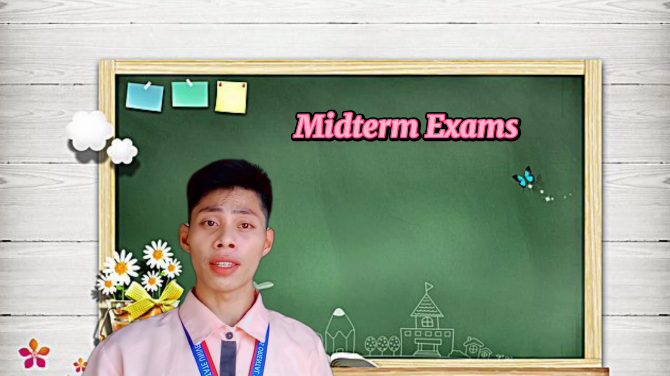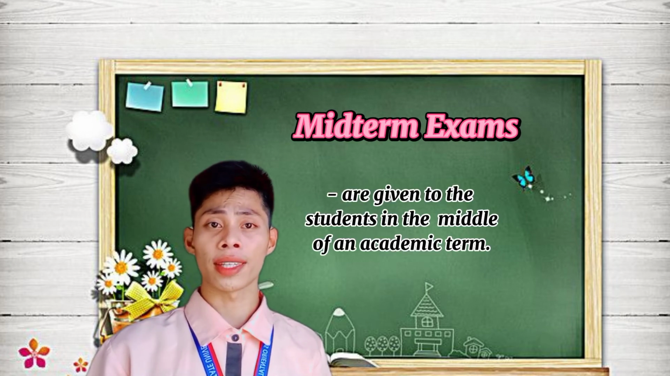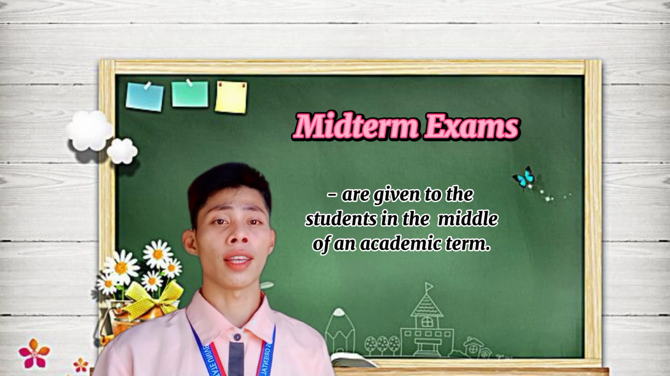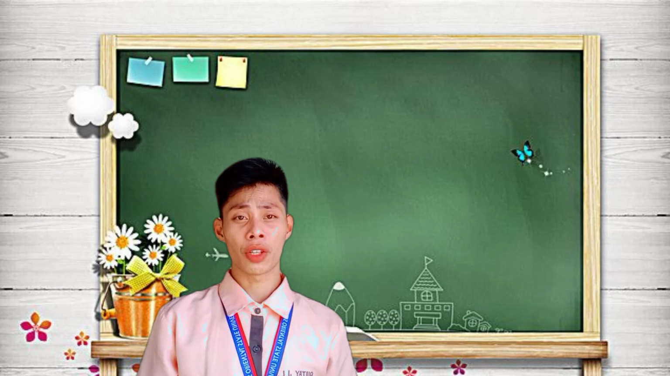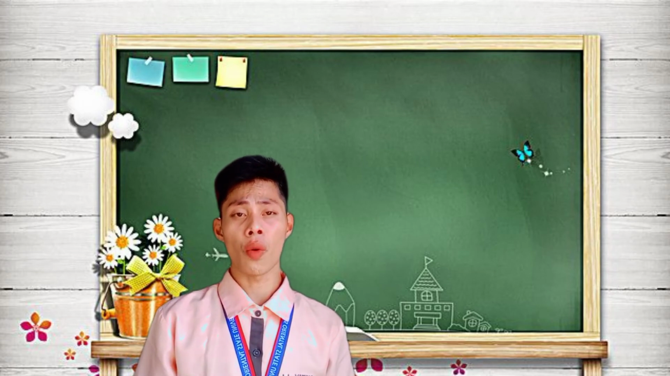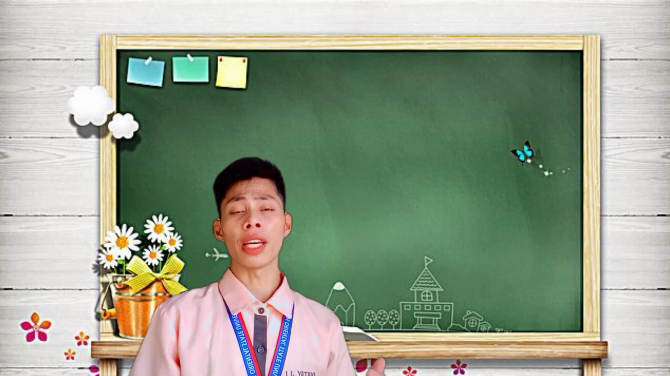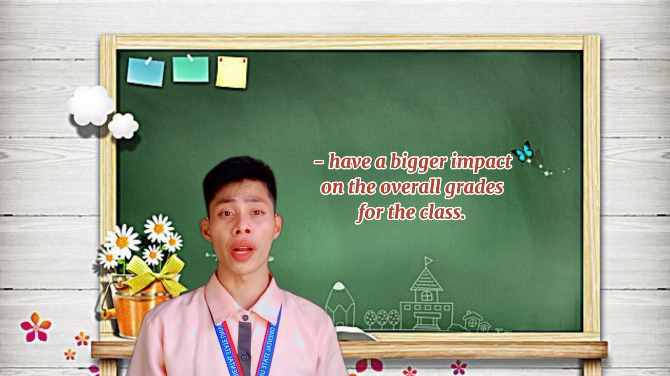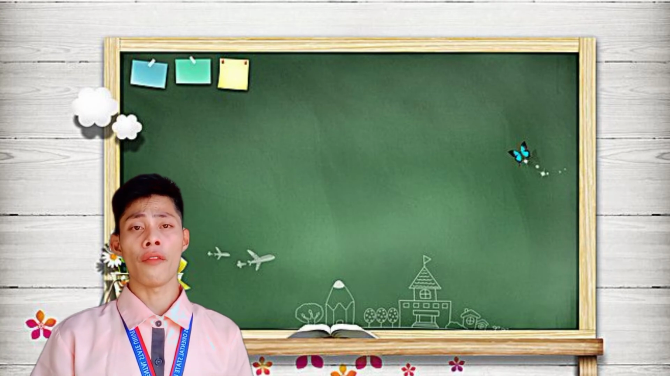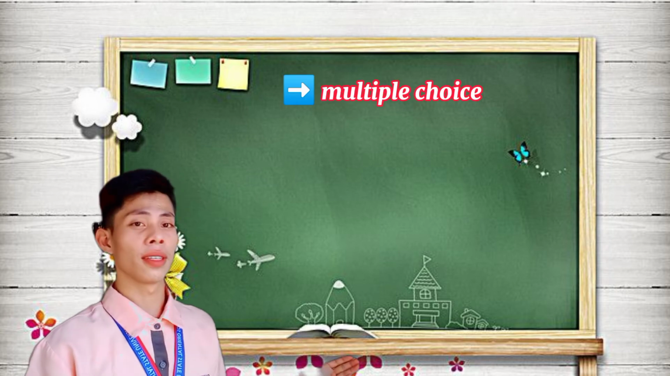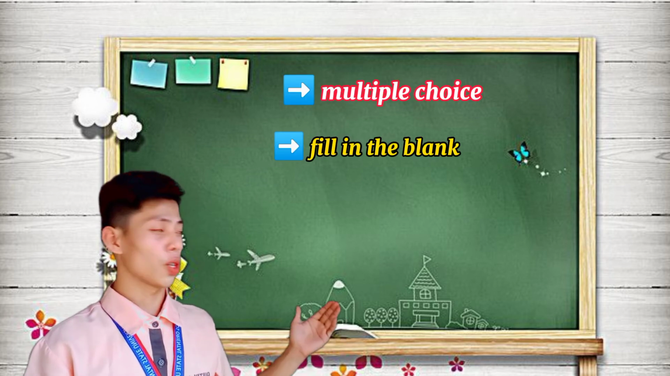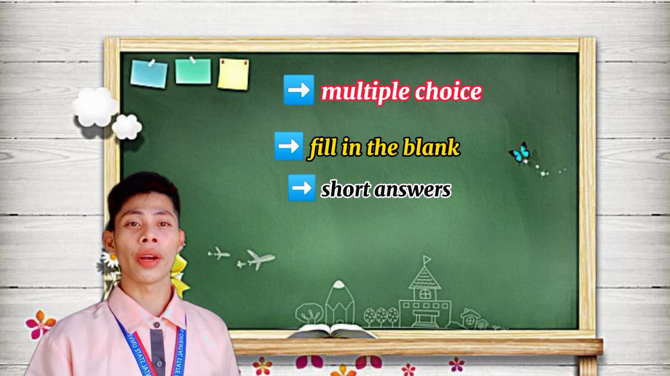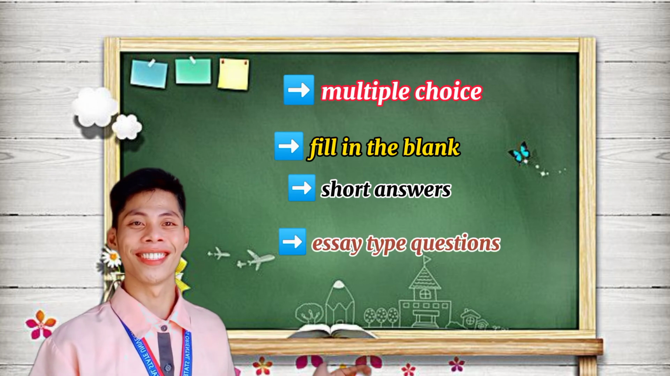The first example of a summative assessment is the midterm exam. This type of exam is given to the students in the middle of an academic term or semester. Compared to smaller quizzes, tests, or even papers, the midterm exam has a bigger impact on your overall grade for the class. The format of a midterm exam will vary, but it can have multiple choice, fill in the blanks, short answer, or essay type of questions.